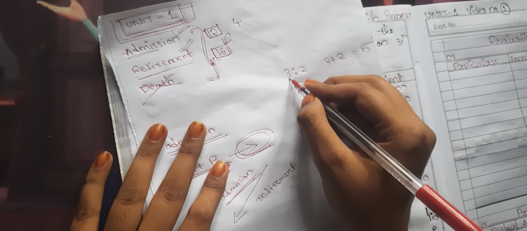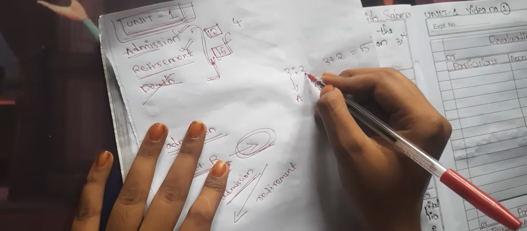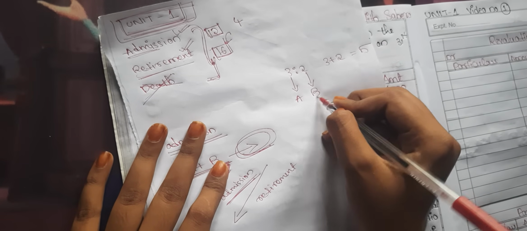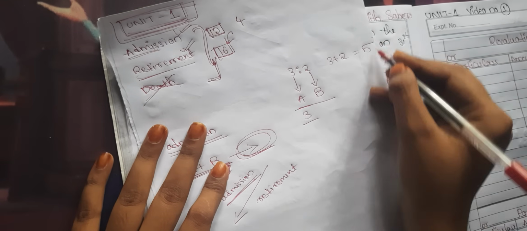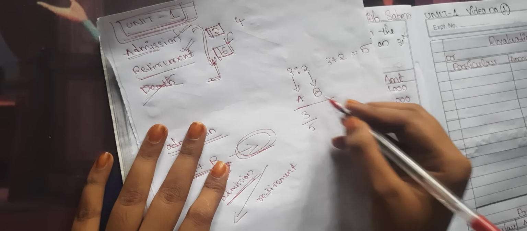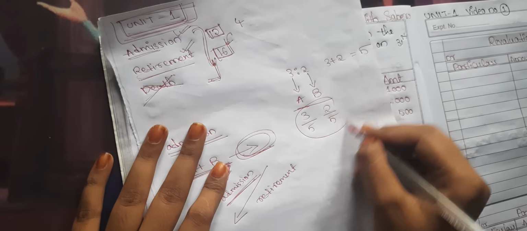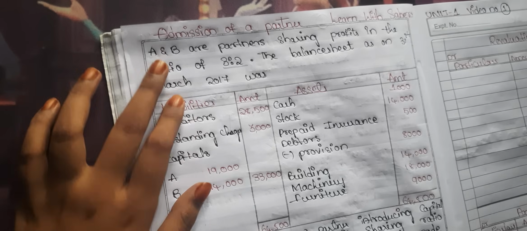3:2 means you need to add 3 plus 2 is 5, so 5 will be in the denominator. This 3 is for A, this 2 is for B. Okay, so 3, A and B, 3 by 5 denominator. For B it is 2 by 5. So this is the profit sharing ratio of A and B.